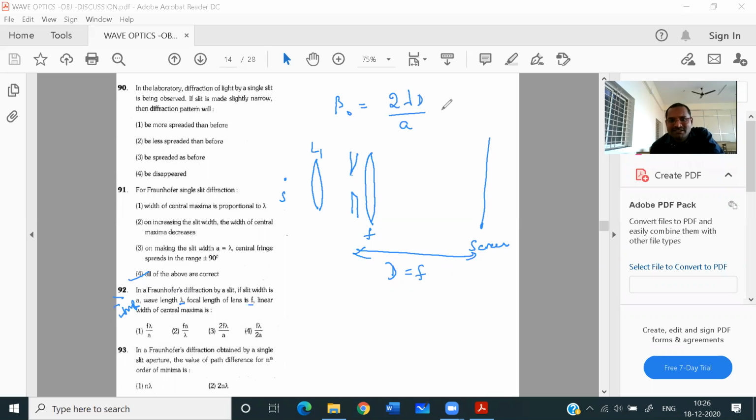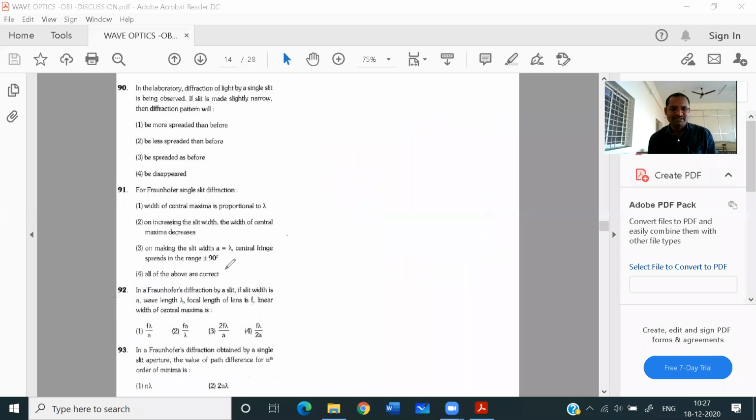Now they are saying that 2 is 2 only, lambda is lambda only, whereas D is equal to f, because they are keeping one lens in front of this. Then what is the width of the central fringe? It is 2 lambda f by a, that is 2 f lambda by a. Yes, option 3 is the right answer. Very important, students. This is also important for your JEE students, and for NEET students also. Clear? Important point, you have to remember.